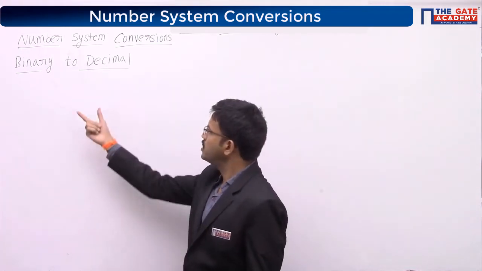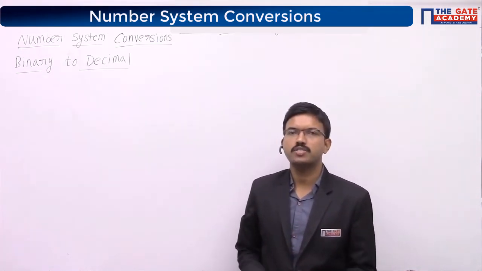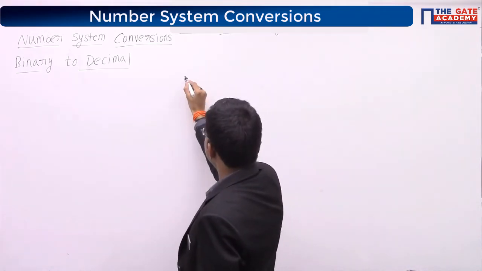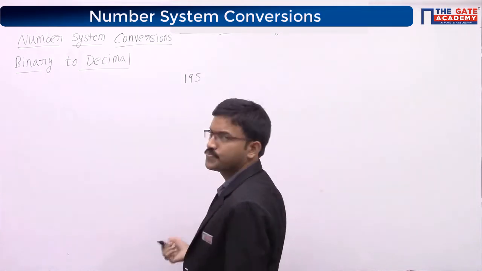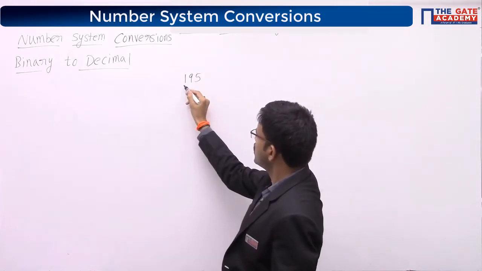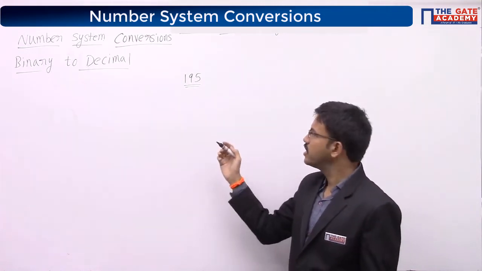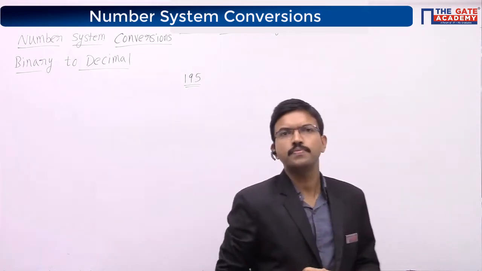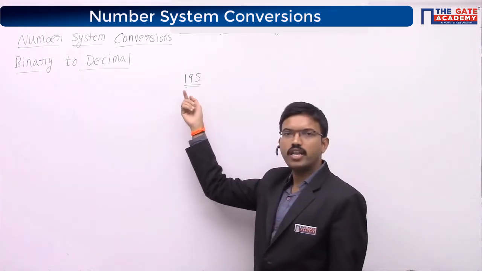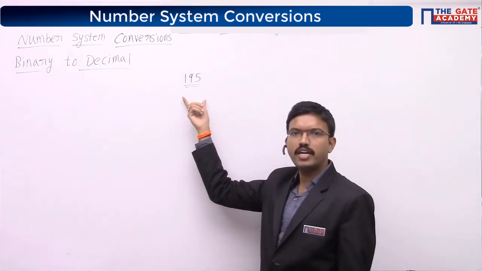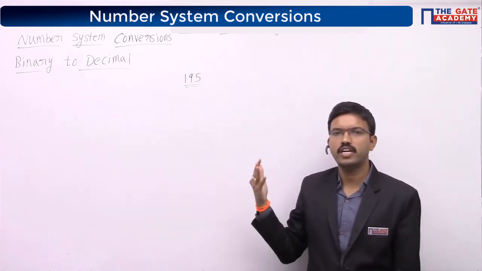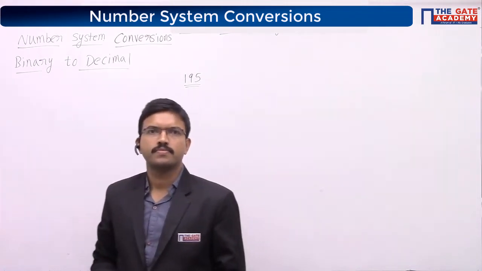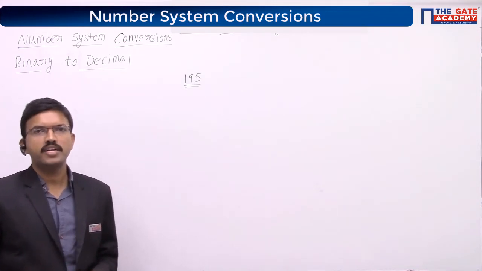Next one is binary to decimal. Binary to decimal conversion. See here, suppose you have the decimal number, say 195. This is a decimal number, right? We call this particular number 195. So what is the physical significance behind this one? See, you have 3 digits, 195. Those 3 digits combined together, we call it 195. What is the physical significance? Yes, 100 plus 90 plus 5, right?